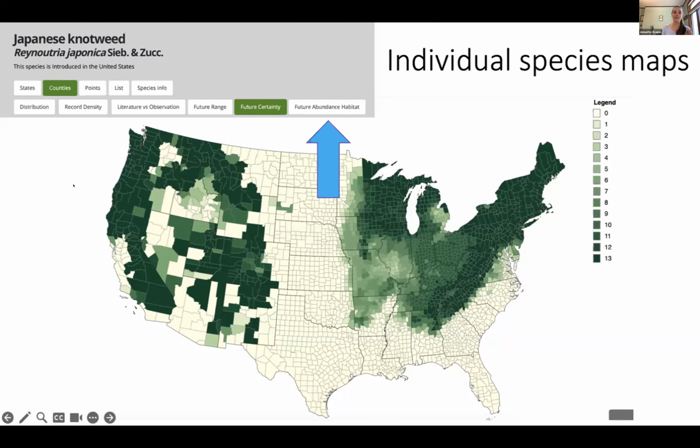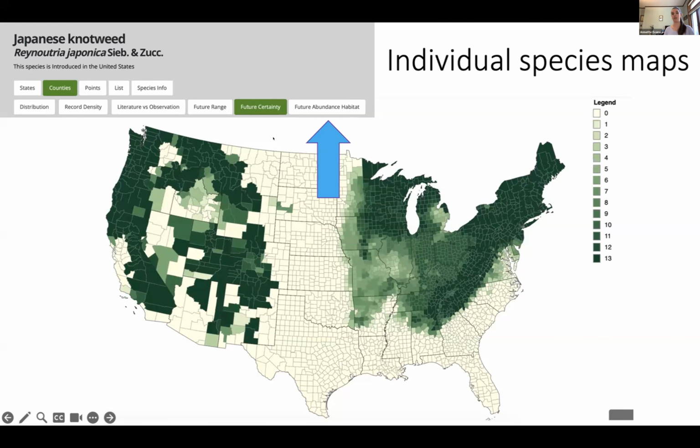And you'll notice that for the species that I've been modeling for my abundance work, there's this new tab here called Future Abundance Habitat. So what I'm showing you on the screen at the moment is just based on occurrence data, but now we've also added the abundance data so that we can try to narrow down this range to just identify the counties where Japanese knotweed, for example, could not only occur, but also reach high abundance with climate change.